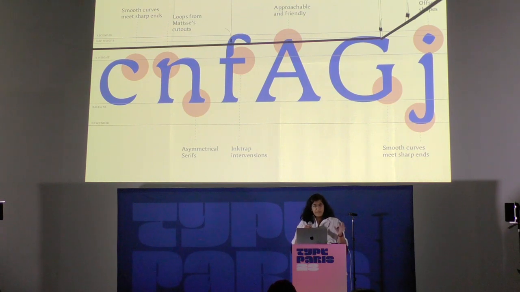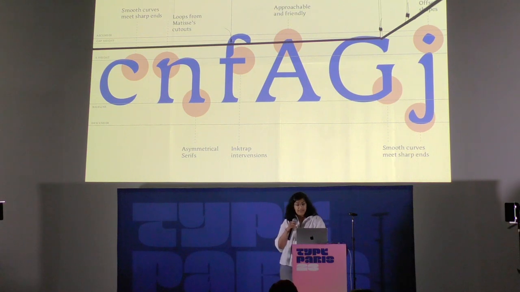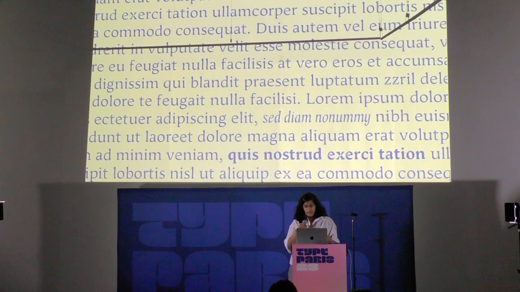There were lots of ink trap interventions which I tried to add into my work, and I was consistently told, "Don't be a graphic designer." And I was like, okay. And then the asymmetrical serif, because I don't think you can cut the same thing twice, correct? That's how it looks in text.